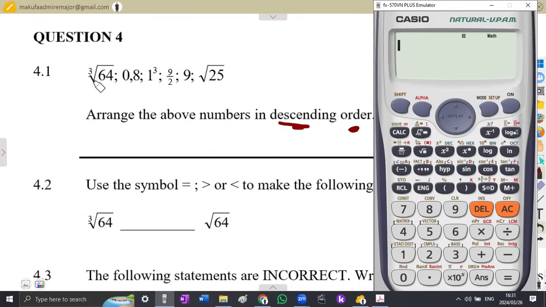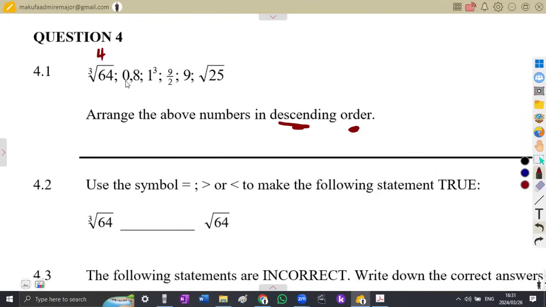All right, so let's start with the cube root of 64. The cube root is this one, so it's shift, shift this one. You see my calculator is misbehaving. Shift, cube root of 64. So the cube root of 64 is 4. So there's a 4 here.